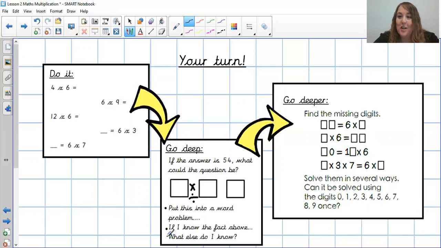Last but not least is your go deeper task for today then. So it's asking you to find the missing digits. Now we've done lots of these in school, and the problem at the bottom, or the main challenge, says, can you solve them in different ways? It's not just one way to answer the problem. And then, can you solve it just using these digits each once? Okay, now I'm not going to give you any help with the go deeper because I know you're brilliant.